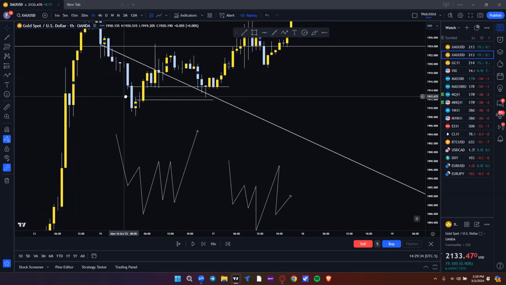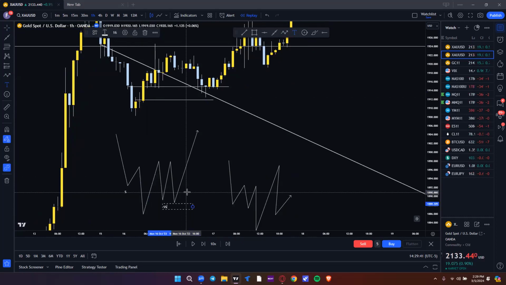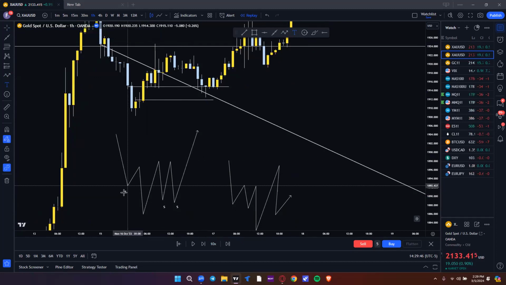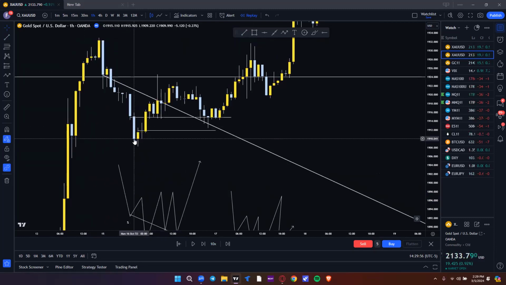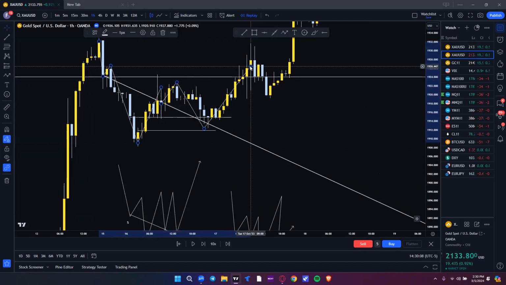What we see here is, okay, let me label this out. This is support, support, support, right? Support, head, support, support, trend line. We have support, head, support, support. Let me draw this out. Support, head, support, support.